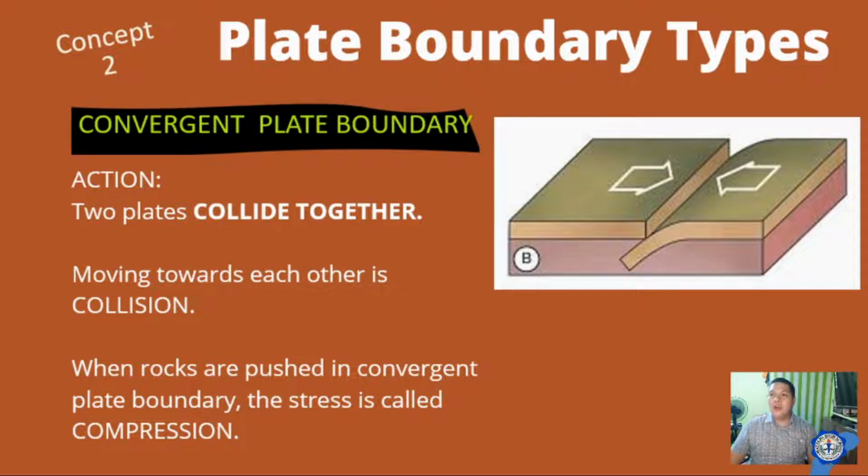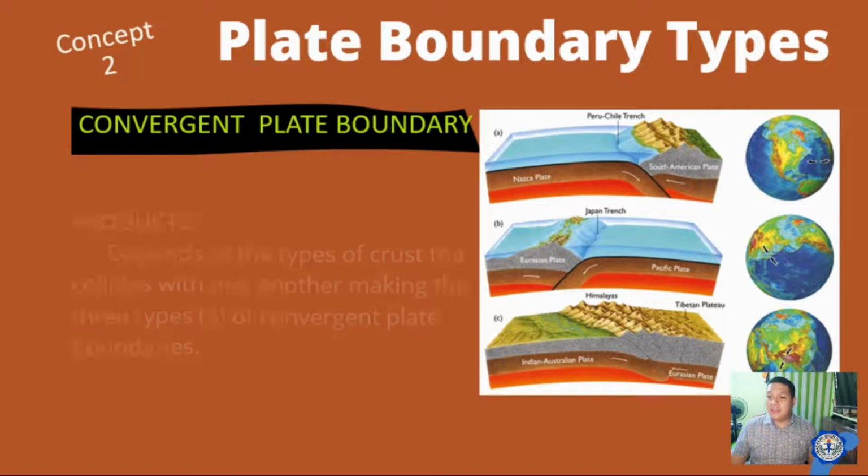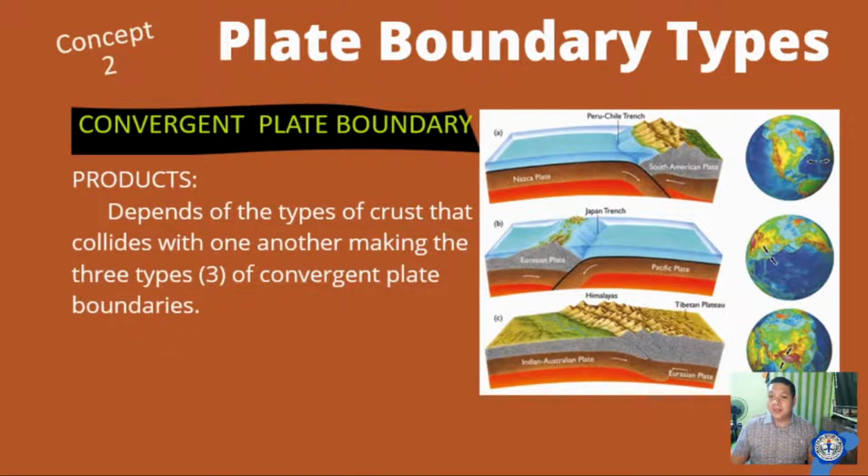Just like when you're going to take two pieces of bread and we move them towards each other, the two breads can compact one another or they can be compressed. There are several types of convergent plate boundary, and these several types can cause different products. Okay? So, the different types of convergent plate boundary depends on the type of crust that can collide with one another, making these different products. And what are those?